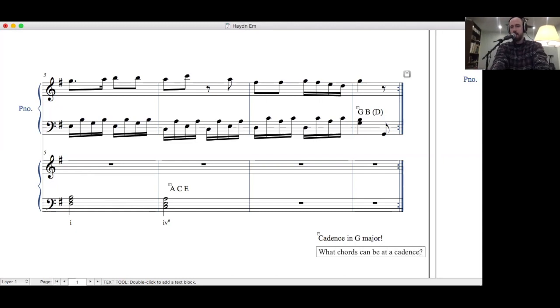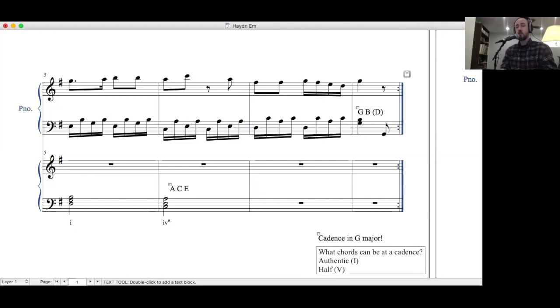Right? And what do you think the answer is? Well, we've only got two kinds of cadences, right? What are our types of cadences? We've got the authentic cadence, and we've got the half cadence. What kind of chord is it on an authentic cadence? It's 1. What kind of chord is it at a half cadence? It's 5. So those are our only two cadence options. Those are the only two, right?